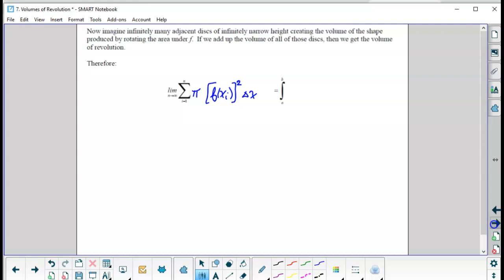And so that leads to integral notation. So from a to b, so those are your boundary points, boundary x values, pi f of x squared dx. Okay, so that's the integral, remember, is basically when n goes to infinity, it equals the integral here. Oftentimes we show the pi out front for this.